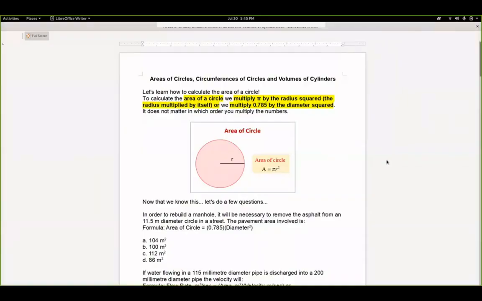Hi everyone, today we're learning about areas of circles, circumferences of circles, and volumes of cylinders. So first let's learn how to calculate the area of a circle. To calculate the area of a circle, we multiply pi, which is roughly equal to 3.14, by the radius squared, which is the radius multiplied by itself. Or we multiply 0.785 by the diameter squared.